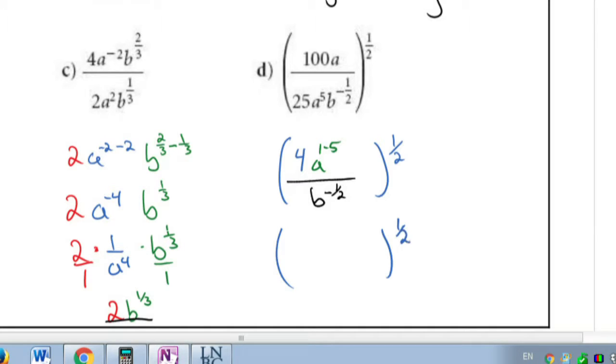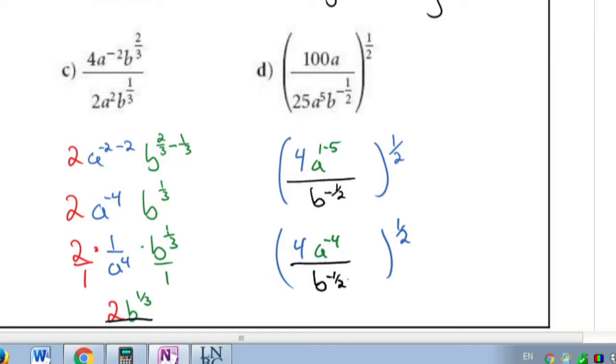All right, I have my power of a half, I have this 4, I have a to the 1 minus 5 is negative 4, and then b to the negative 1/2 on the bottom. Now the next thing I could do is get rid of my negative exponents by flipping those things, switching them.